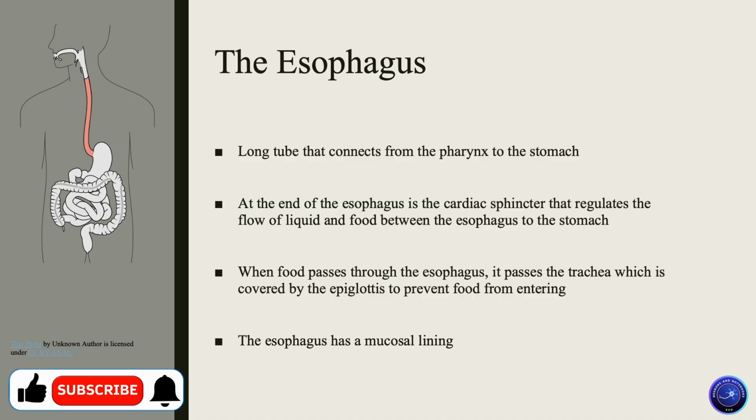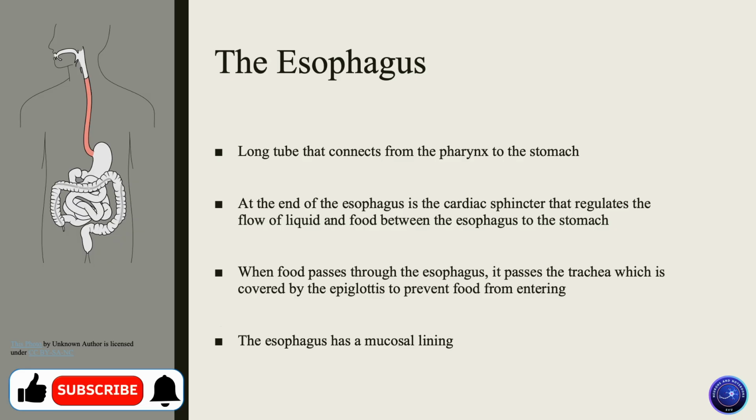Next, we're going to be talking about the esophagus. The esophagus is a long tube that connects from the pharynx to the stomach. The pharynx is the throat. So at the end of the esophagus, we have the cardiac sphincter that regulates the flow of liquid and food between the esophagus and the stomach. There are two sphincters present in the digestive system: the cardiac sphincter and the pyloric sphincter, which we'll learn about in the next slide.